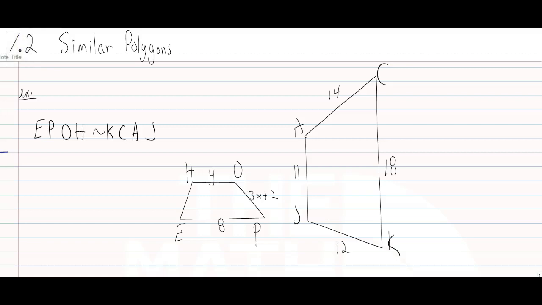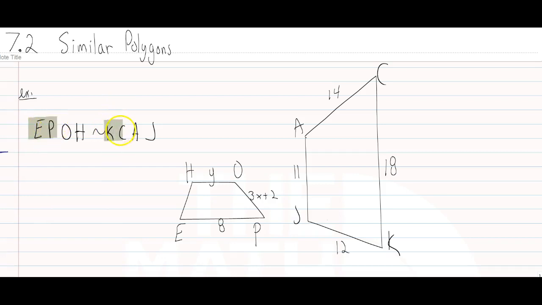This is section 7.2 on similar polygons. To start off with, in this problem we're given that quadrilateral EPOH is similar to quadrilateral KCAJ, and the order of these letters is very significant, specifically since we're not given all the information on the quadrilaterals. So here's how I'm going to start off.